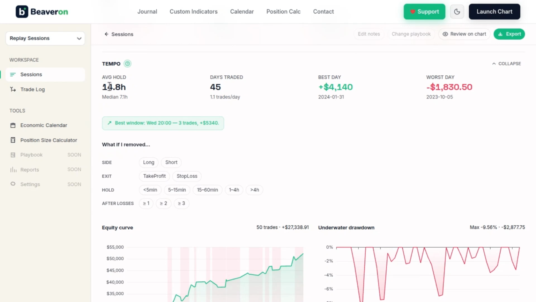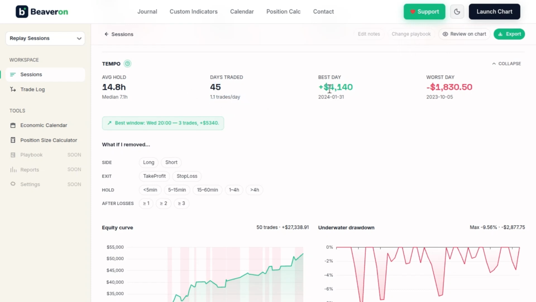So this is the thing. Remember, I was trading on the 1 hour time frame. So our average hold is 14.8 hours. The median is 7.1 hours, right? Days traded. So we traded 45 days. It's an average of 1.1 trades a day.